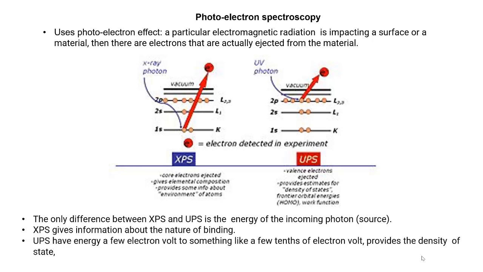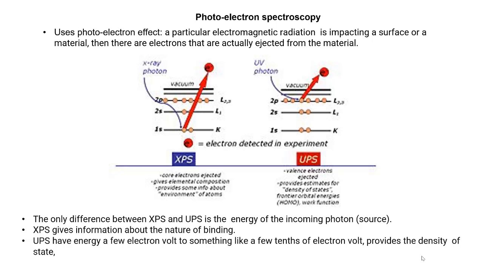So basically, XPS and UPS both are photoelectron spectroscopy, and they use the photoelectron effect, which is actually nothing but when we are projecting electromagnetic radiation on the sample or the surface. Because of the interaction of the electromagnetic radiation, the electrons in the shells are getting ejected from the material. That can be the core electron, or it can be the valence electron, depending upon which radiation we are using.